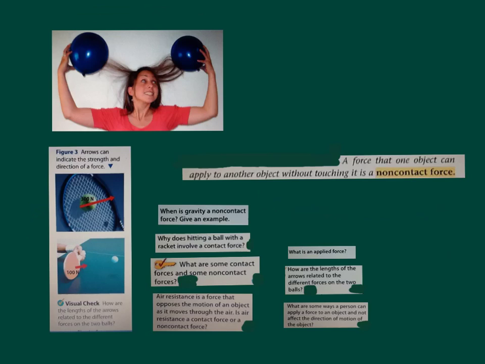Okay, so now we're going to talk about non-contact force. What I want you to do is lift your pencil up, and then release it. What happens? The pencil falls to the floor or to the desk. A parachutist falls towards Earth even though nothing is touching him. A force that one object can apply to another object without touching it is called a non-contact force.